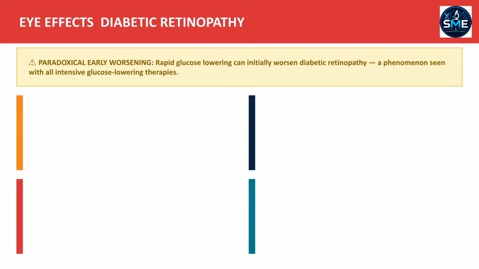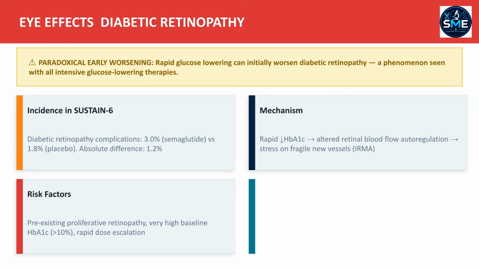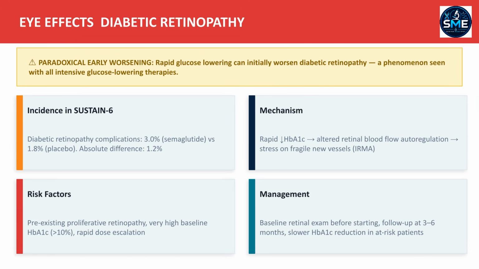Rapid glucose lowering can paradoxically worsen diabetic retinopathy, a phenomenon seen with all intensive glucose-lowering therapies. Patients should have a baseline retinal exam before starting treatment. Management involves slower HbA1c reduction in at-risk patients.